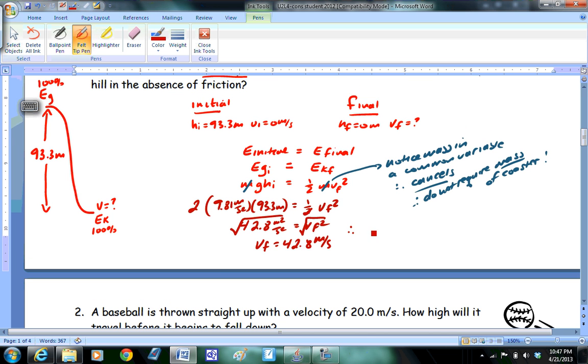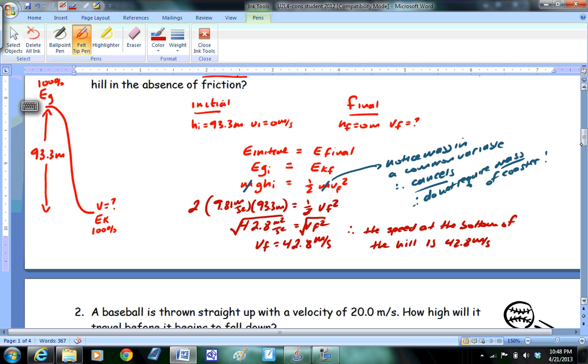So therefore, the speed at the bottom of the hill is 42.8 meters per second.